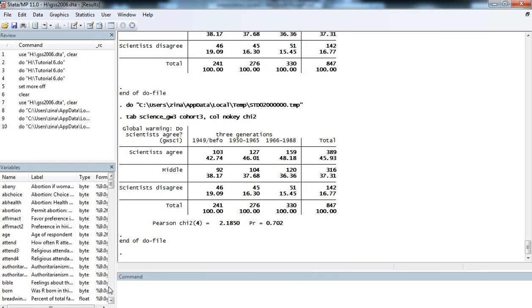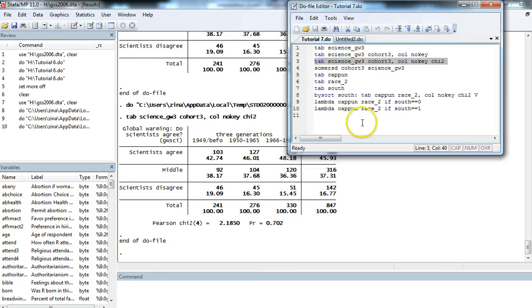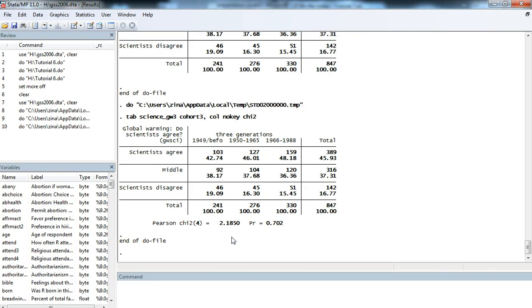But we can still augment our analysis by using Somers' D, which is a measure of association that gives a precise reading of the strength of the relationship. But before proceeding, find out whether Somers' D is installed by clicking the command window and typing which somersd.